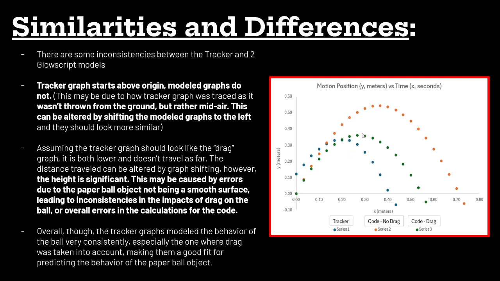However, as you can notice, there is a difference in the y-axis, which is probably due to either errors in the code, formulas that I might have miscalculated, or the paper ball not being a smooth, even surface. It has pockets that could be impacted more by drag, pushing it down more, causing it to be shorter than the coded model. But overall, they're pretty similar, just based on how the code was modeled after real physics formulas.